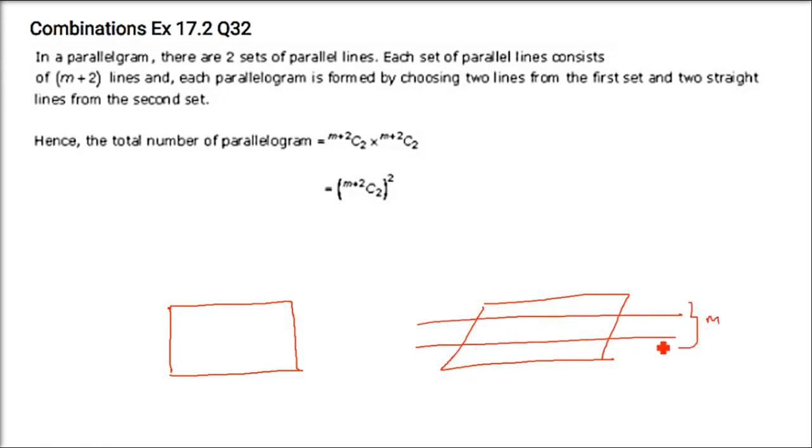So let us take an example. These are two lines, right? So M lines are there, and this is parallel to two sides. Find the number of parallelograms thus formed. How many parallelograms are you going to form? See, two sets of parallel lines are there. One is this side, one is this side, and these are the other sides which are parallel.